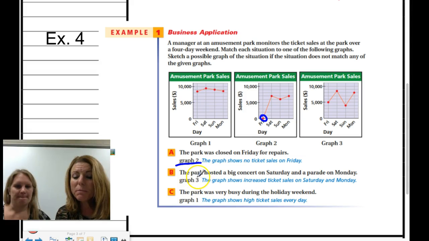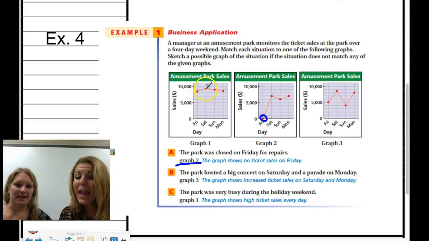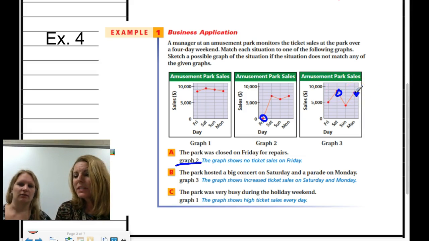So the park hosted a big concert on Saturday. So you're thinking a lot of people because there's a concert. And a parade on Monday. So probably a lot more people on Monday. So look at Saturday and Monday. I would say Saturday, we're high here, and high there. So I would say graph 3 for sure.